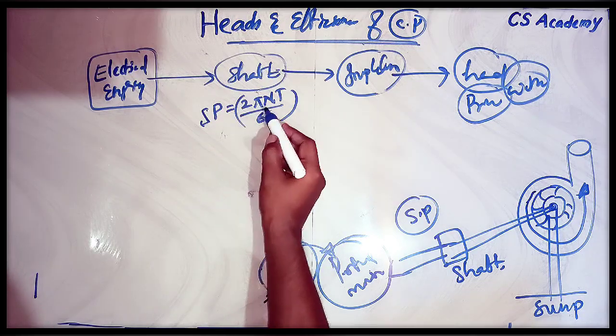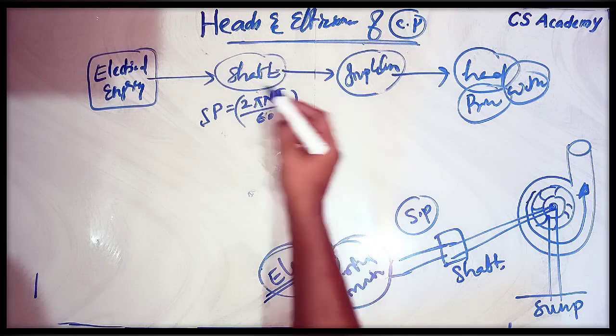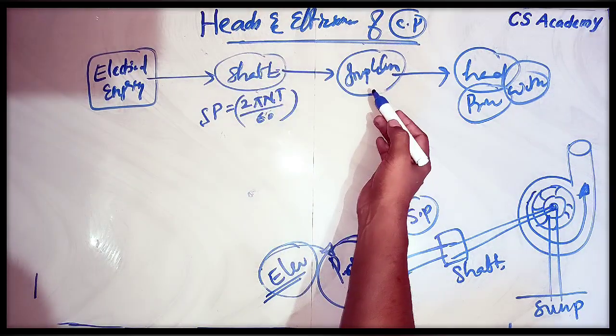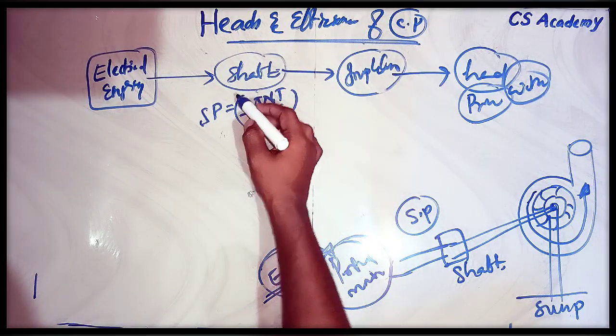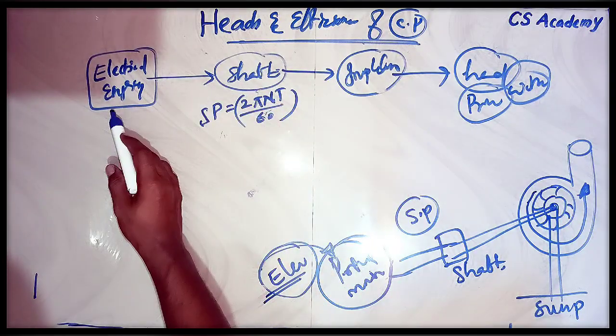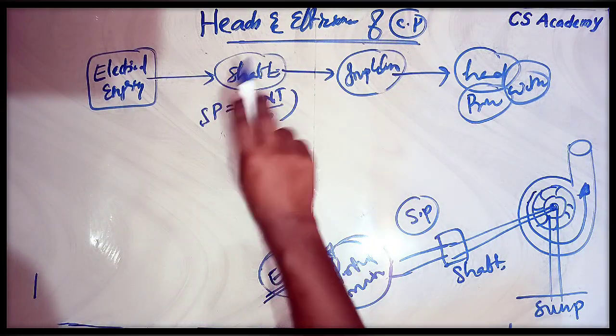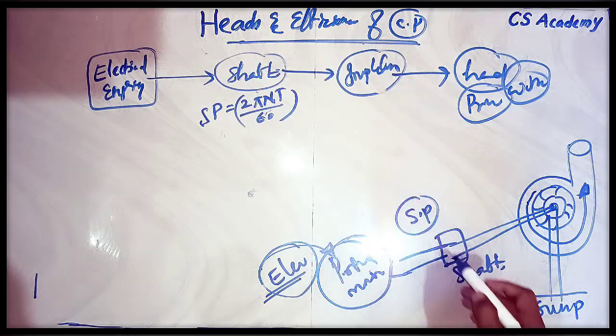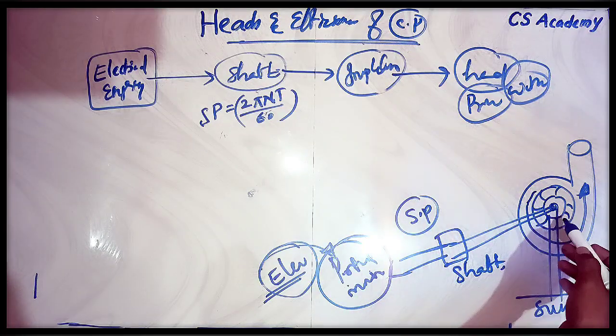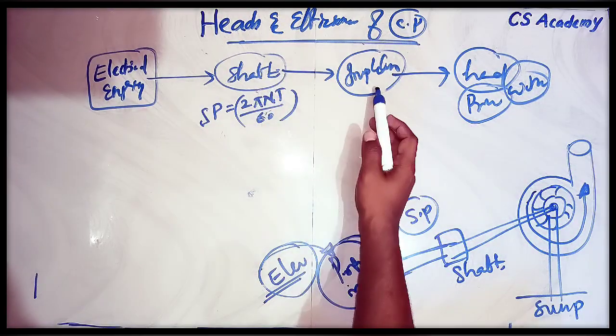Shaft power is nothing but 2πNT by 60, and it is giving energy to this impeller. As the shaft is rotating, one end of the shaft is connected to the prime mover, and the other end is connected to the impeller. As the shaft is rotating, the impeller is also rotating.